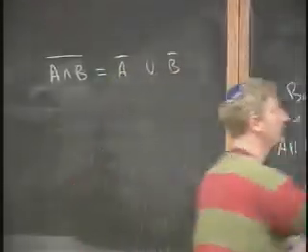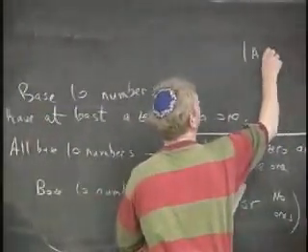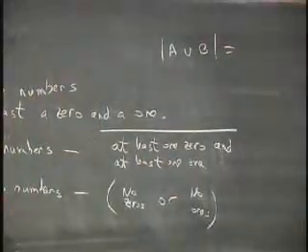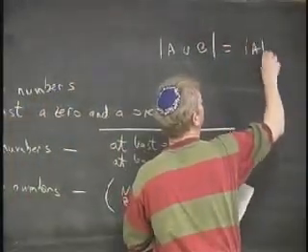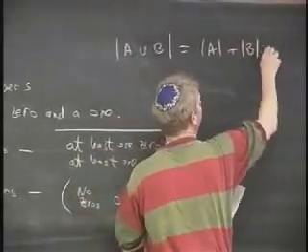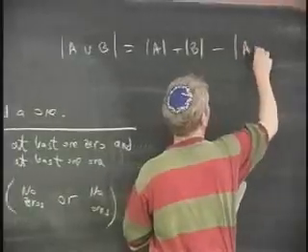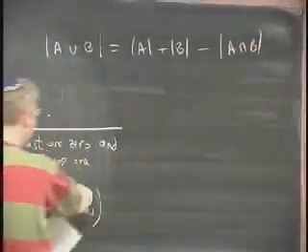Here's inclusion-exclusion for two things. If you want to count the union of two sets, it's the size of the first plus the size of the second minus the size of their intersection. Let's use that theorem over here.